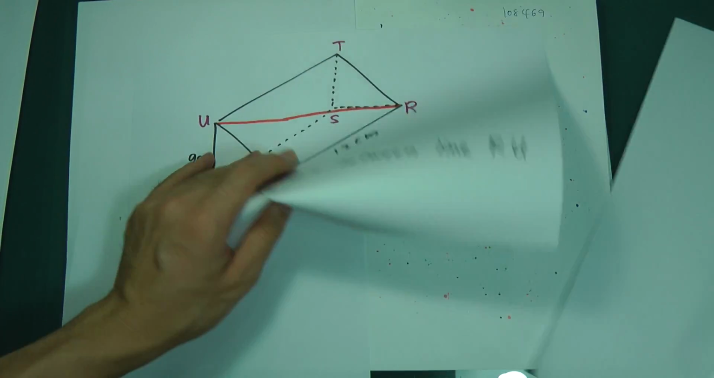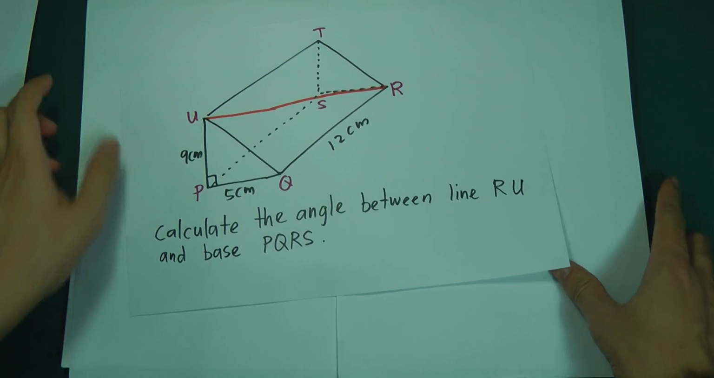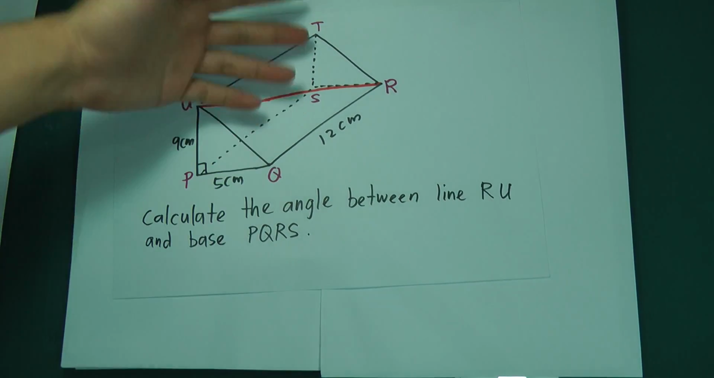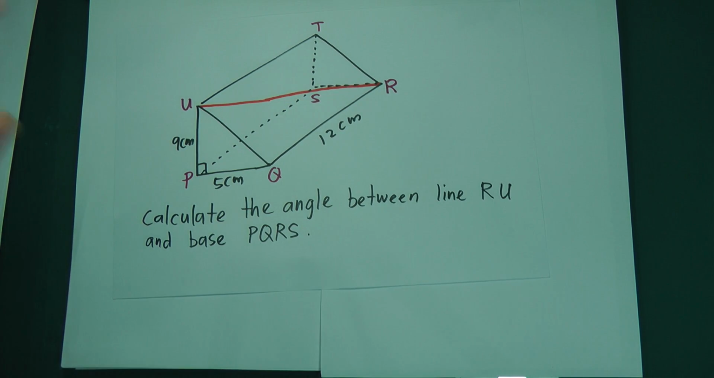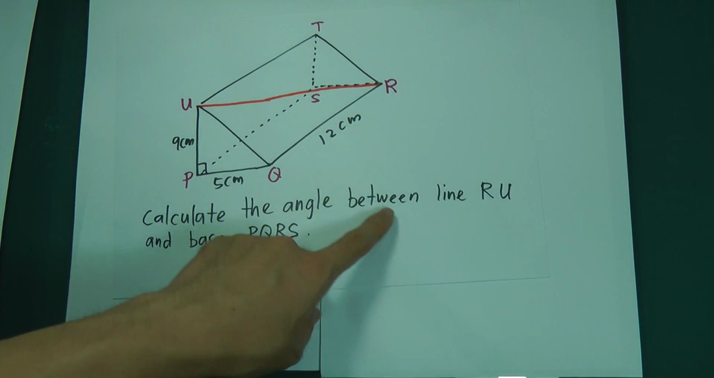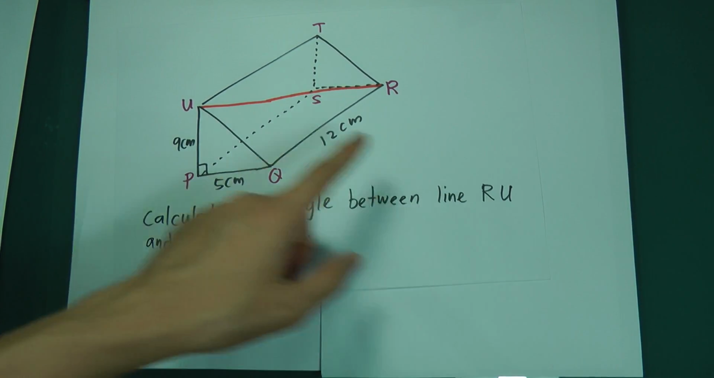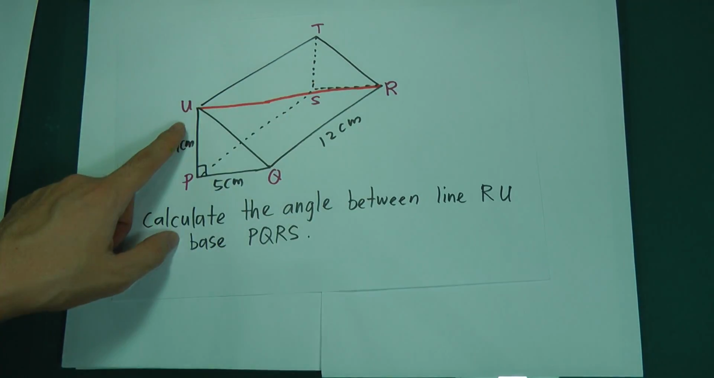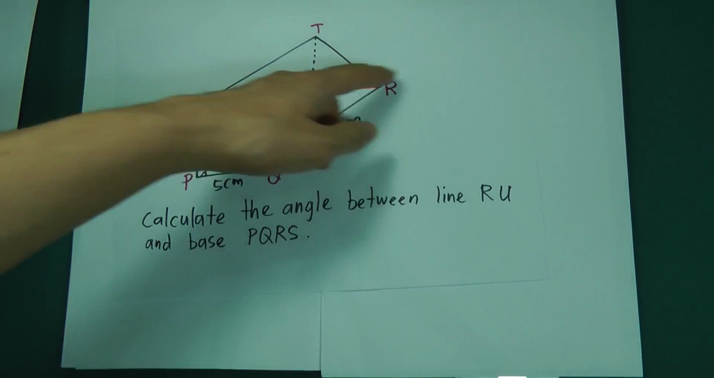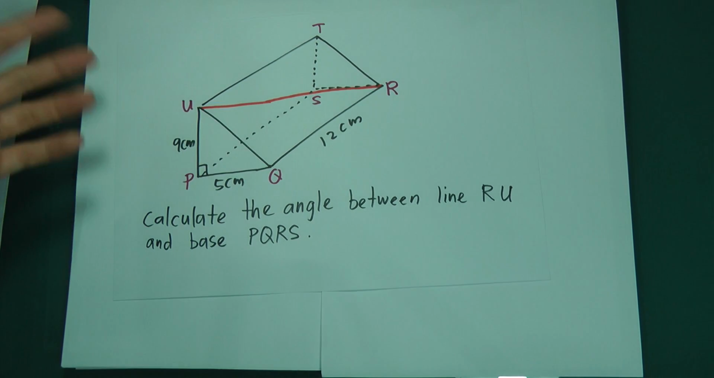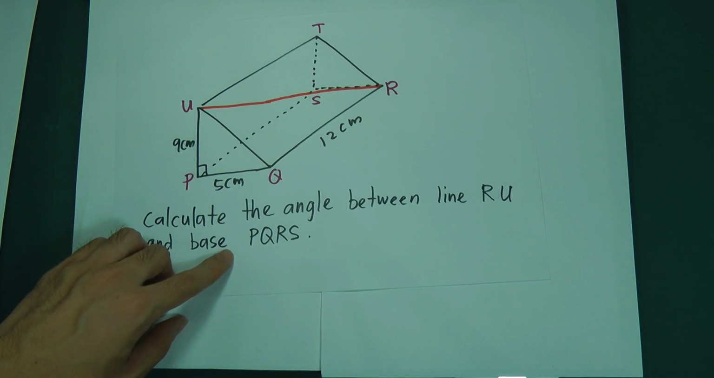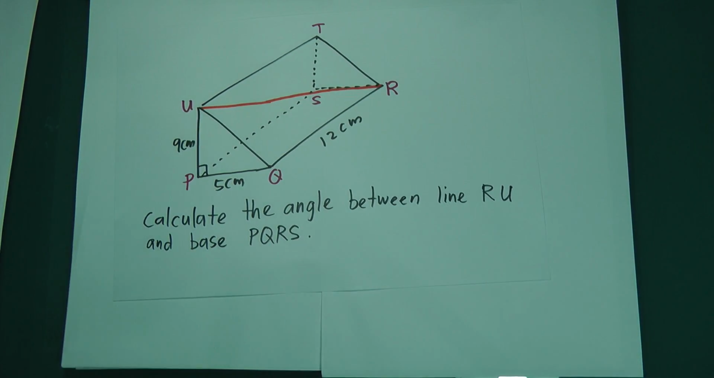Let me change to another paper to make it clear. You will see a prism over here. Now it asks you to calculate the angle between the line RU. You will see the line RU over here. It's not so straight because I draw by hand, but that's another matter. And the base PQRS. Base is very important.